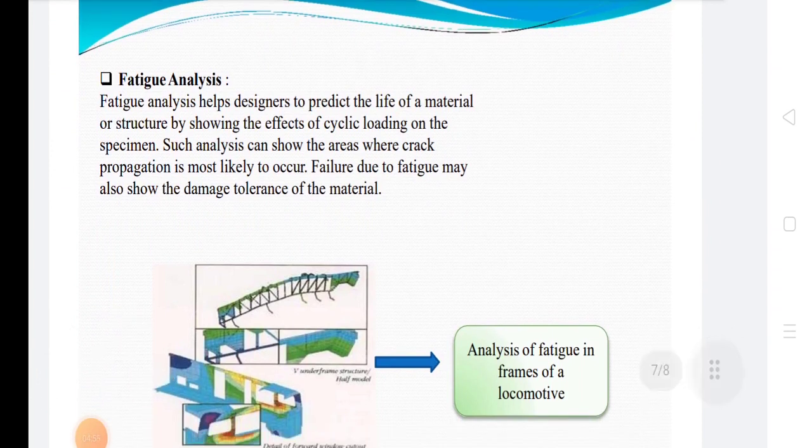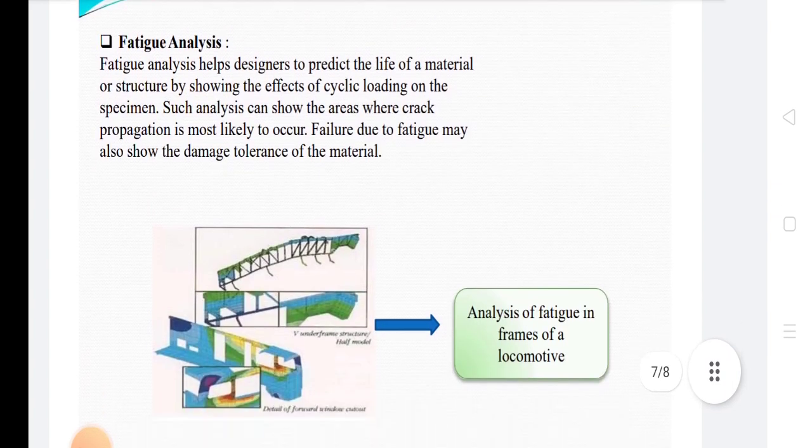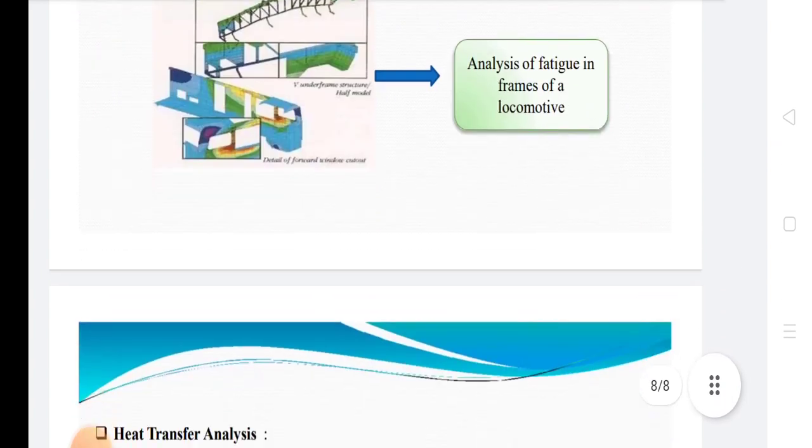helps designers to predict the life of a material or structure by showing the effect of cyclic loading on the specimen. Such analysis can show the area where crack propagation is most likely to occur. Failure due to fatigue may also show the damage tolerance of the material. This is the analysis of fatigue in frames of a locomotive, the diagram for fatigue analysis.